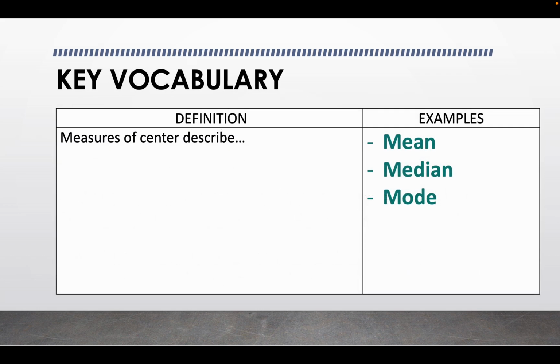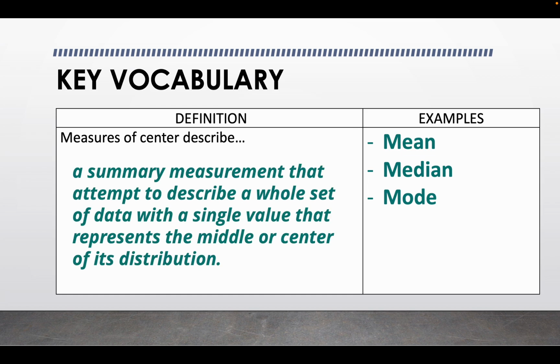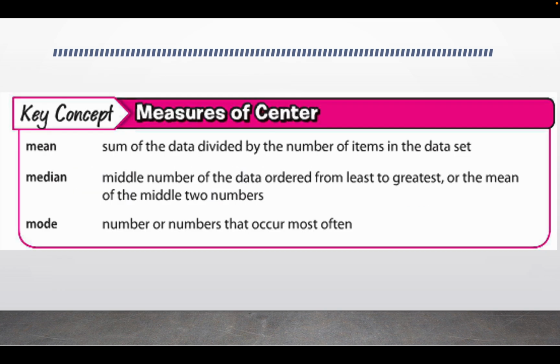First, let's discuss what are measures of center. As I mentioned, mean, median, and mode are three examples of measures of center. A measure of center is a summary measurement that is an attempt to describe a whole set of data with a single value that represents the middle or center of its distribution, which means the spread or set of data. So the purpose of the mean, the median, or the mode is attempting to describe the middle or the center of a set of data.